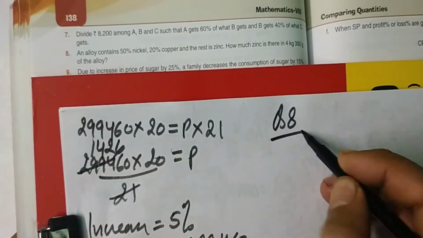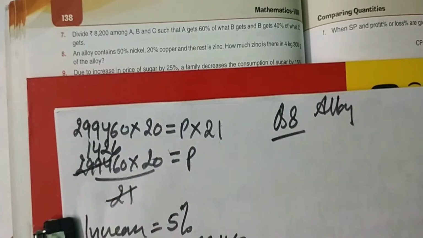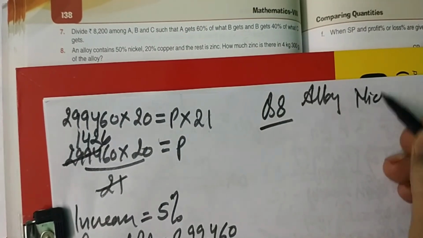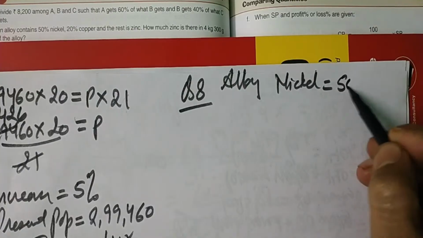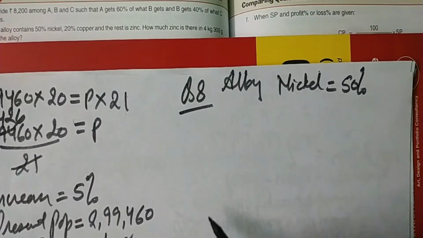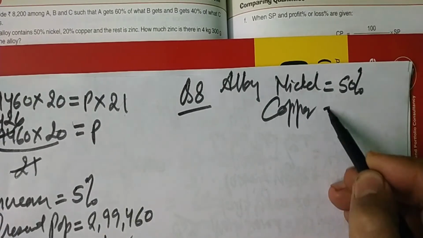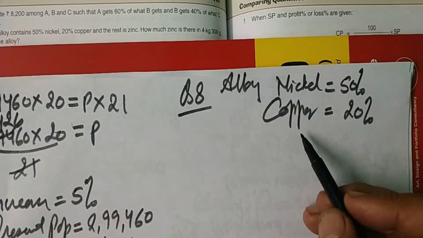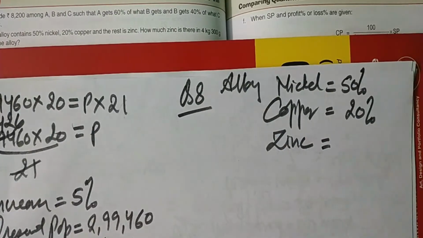Question number 8. There is an alloy. Alloy means mixture of metals. And this alloy contains nickel, which is 50%. It is a mixture of metals. Nickel is the first metal. Then it contains copper, which is 20%. And the rest is zinc. How much is the zinc?